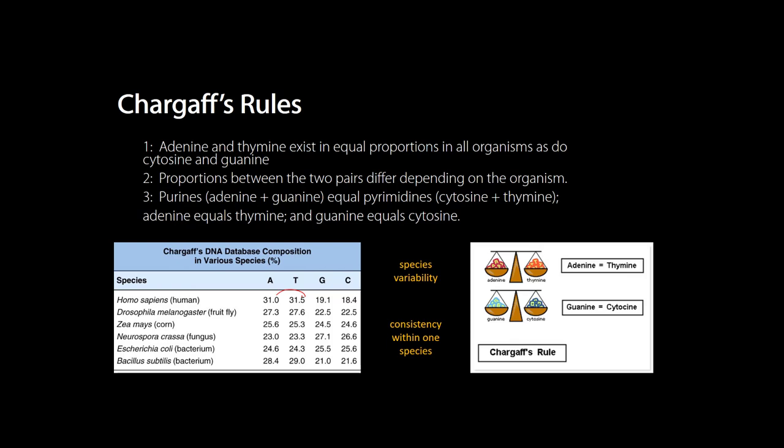And then about, you could say about 18.8 as an average there. So within a given species, it was consistent. But between species, it was variant. That was the interesting part, right?